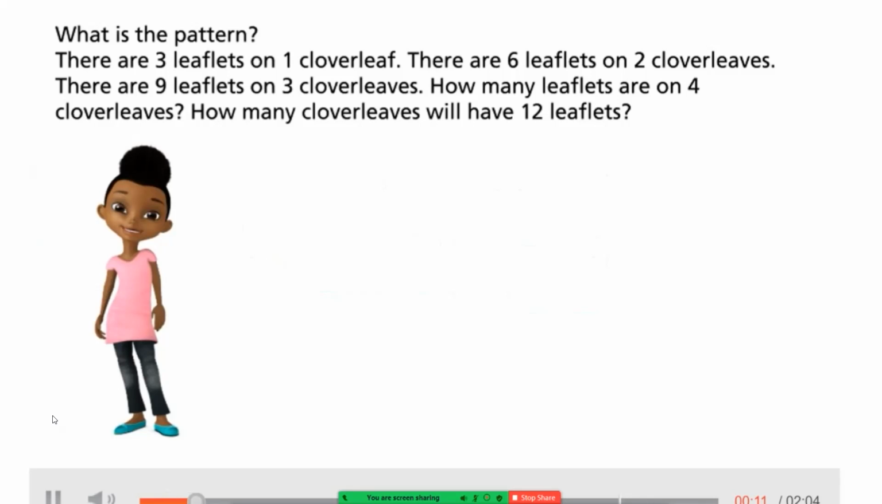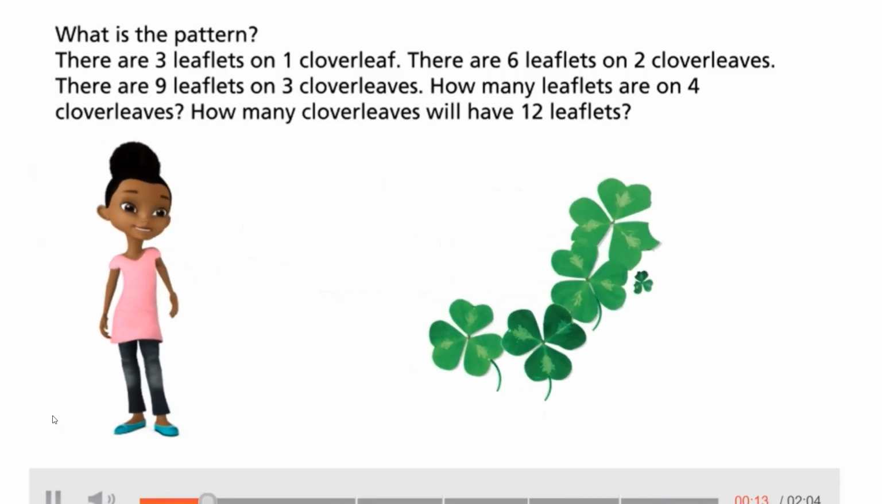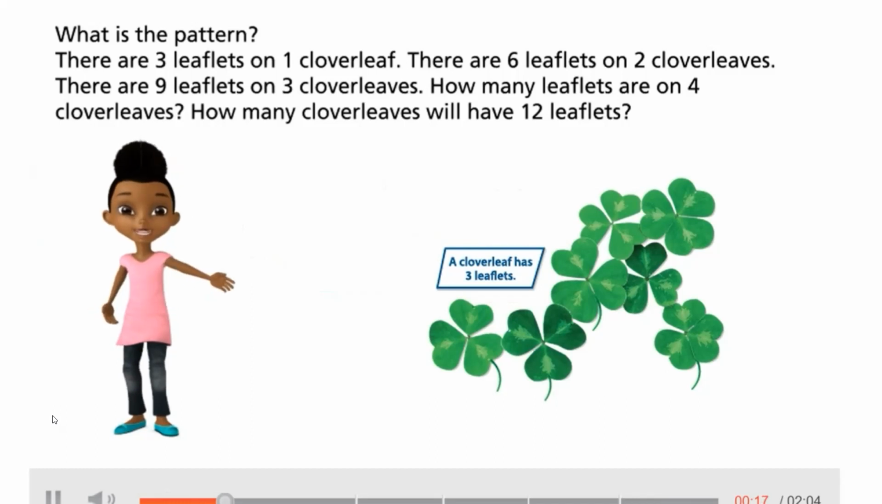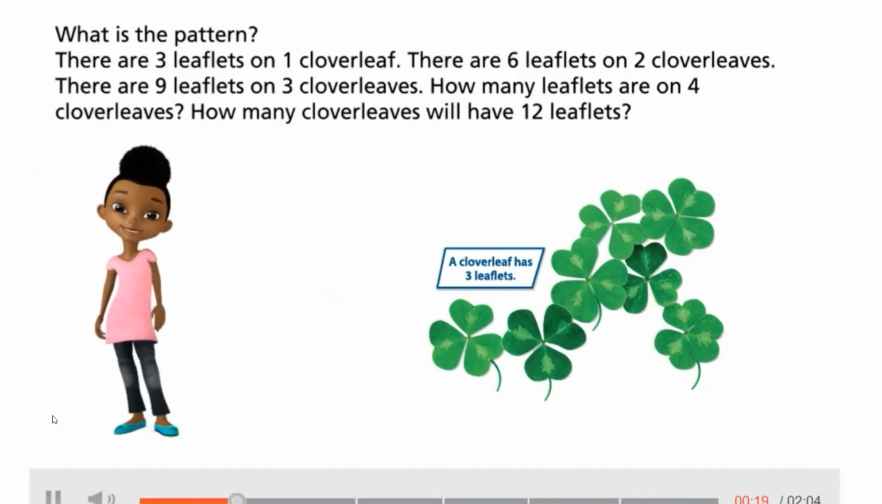What is the pattern? You can use a pattern to help you solve a problem. There are 3 leaflets on 1 clover leaf. There are 6 leaflets on 2 clover leaves. There are 9 leaflets on 3 clover leaves. How many leaflets are on 4 clover leaves? How many clover leaves will have 12 leaflets?